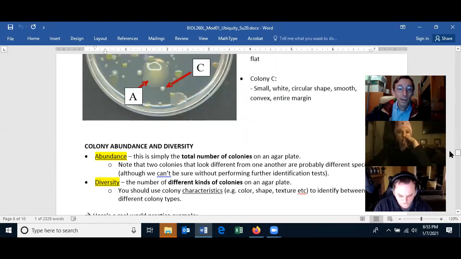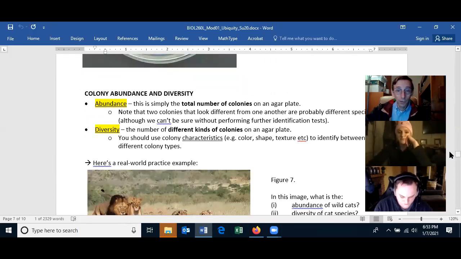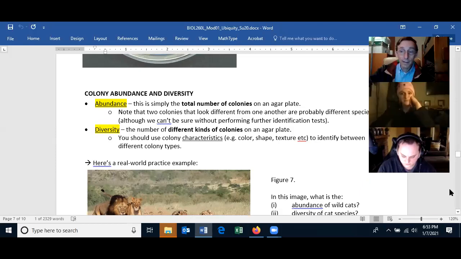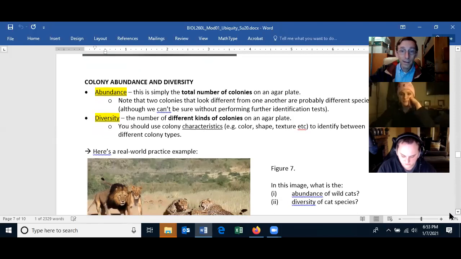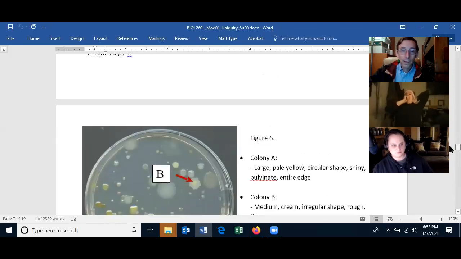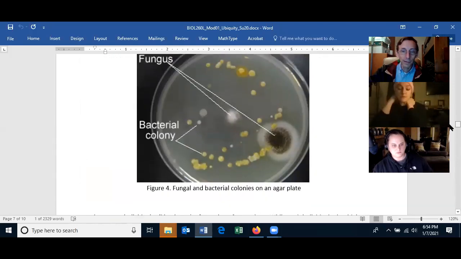All right. You should know the terms abundance and diversity. Abundance is simply the total number of colonies on an agar plate. You just count all the colonies, regardless of how they look, how big or small they are. You count all of them. The diversity is the number of different colonies. And here there's a little bit of interpretation. You have to look at the colony characteristics and then decide, is different color, different shape, different texture, or other characteristics allowing you to say that there's more than one colony type. That plate's too difficult to do, but let's go here.